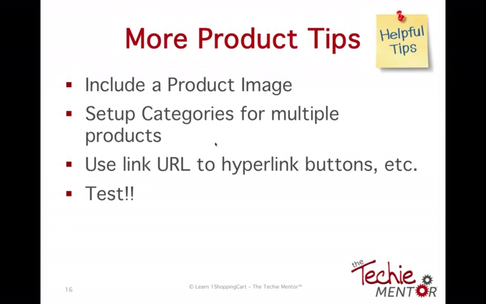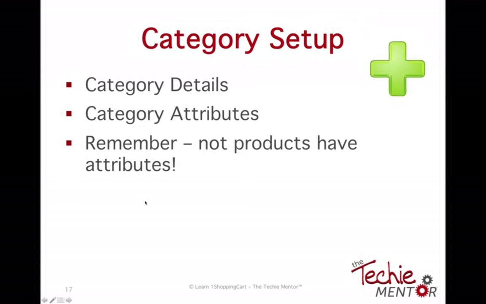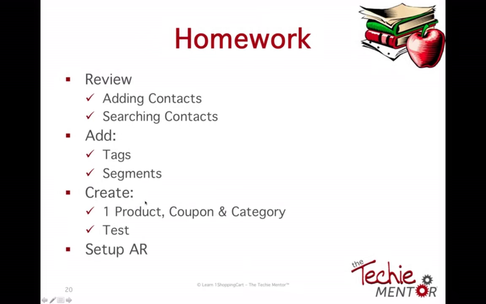But real quick, always good to include a product image. Set up categories for multiple products because it's really easy to grab and categorize and then use them for things like coupons and upsells. Use the link URL to hyperlink buttons and make sure you test everything, okay? Test everything. So we're going to come back to this. And let me jump to this.